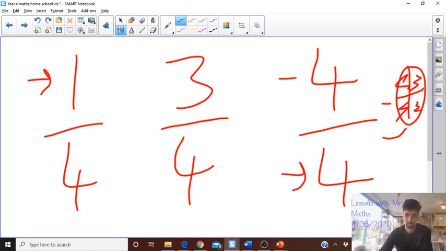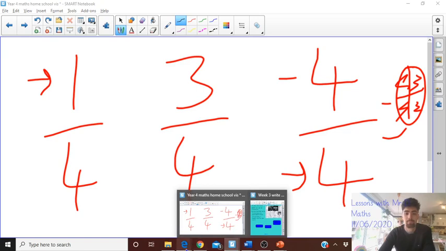Super. So then we're going to look at adding fractions today, and it's really easy. As long as your denominators are the same, you can add across the numerator, and it's simple as that.